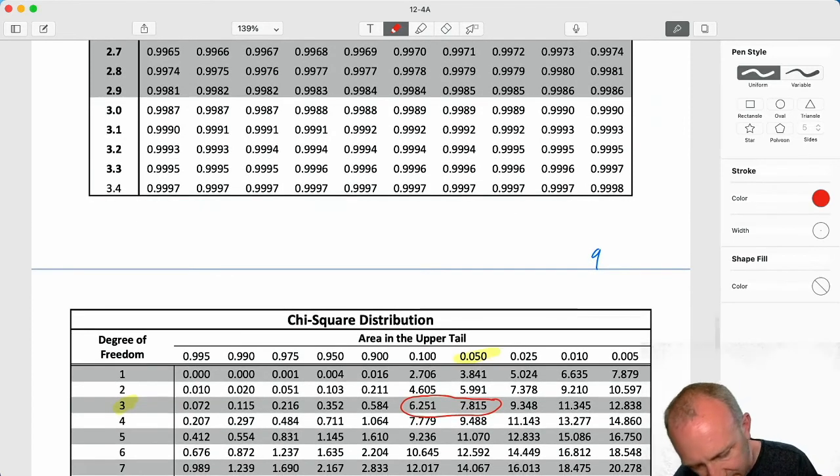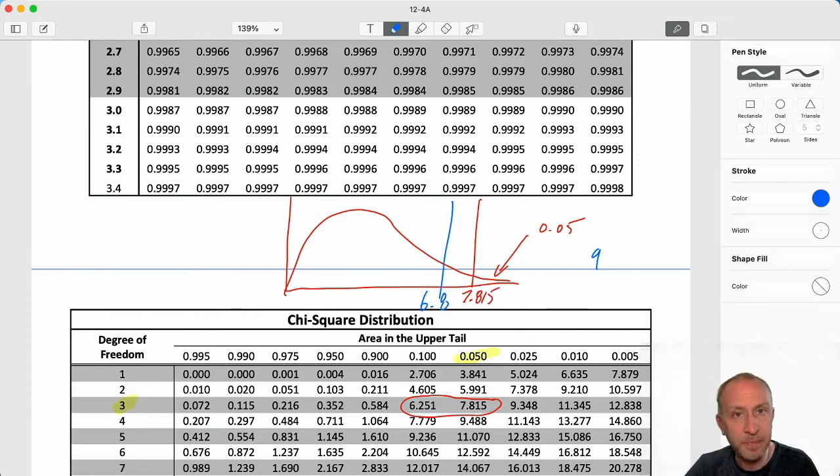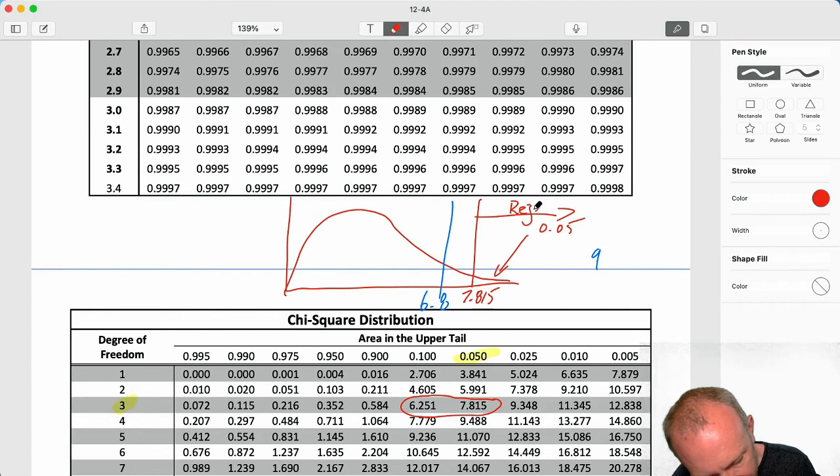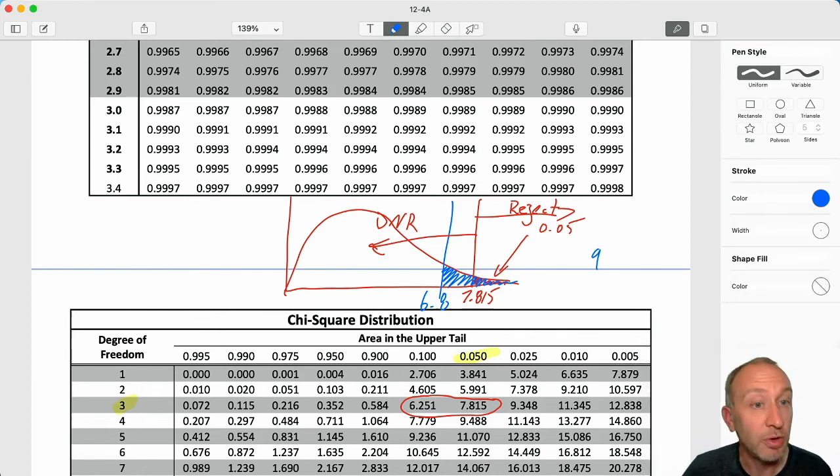So here we have, I'll just draw a little small picture in here. We have our chi-squared distribution. We have here a critical value that corresponds to 0.05 is 7.815. We have a test statistic of 6.8. Well, like every other test, that critical value defines the reject space and the do not reject space. Here I can see if this area is equal to 0.05, well, this area must be greater than 0.05.